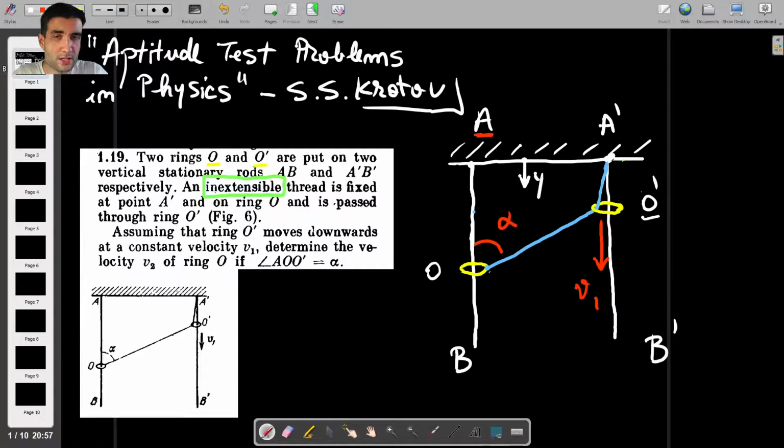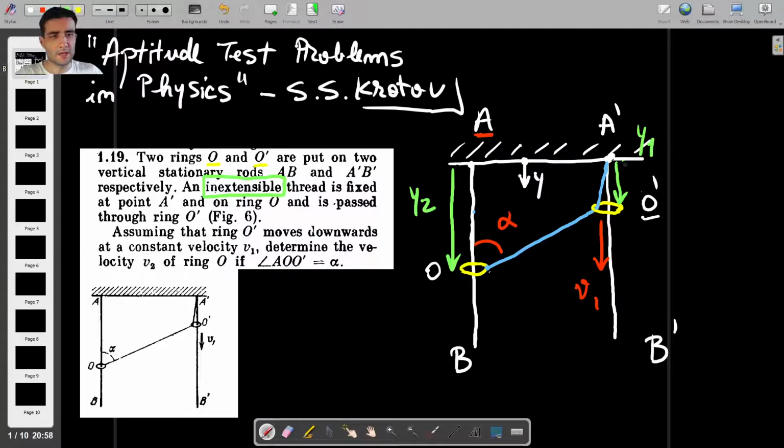And to do that, we're going to have to define a coordinate system. So the coordinate system of my choice is as follows. Any distance measured from the ceiling downwards is going to be considered positive. And I'm going to call that coordinate just y, okay? Which means that the coordinate of ring O prime, I'm going to call y1, and the coordinate of ring O is going to be y2.